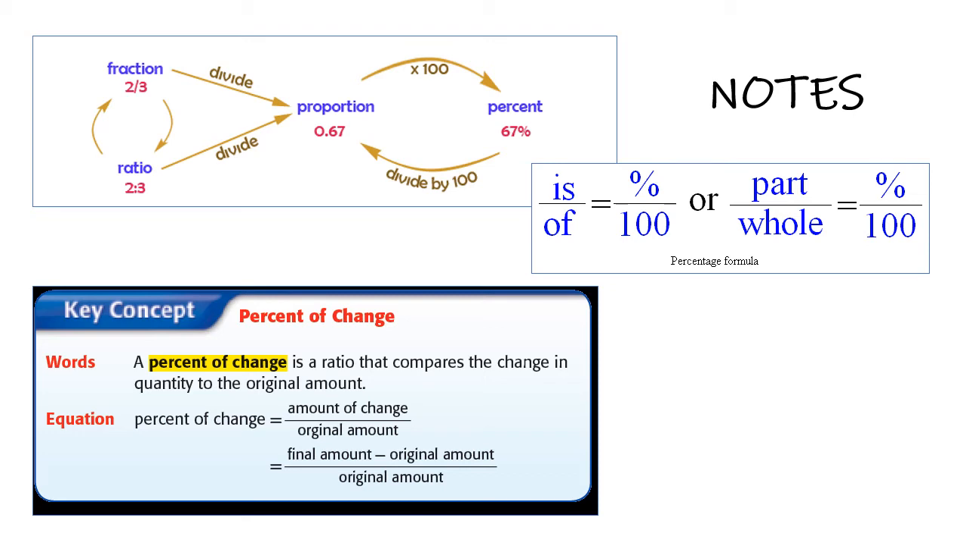And then the other thing I want you to remember is that "is over of" is our default here. If we see "of," we're going to usually put that on the bottom. And the other thing is we're going to usually put the whole on the bottom as well. So these are our setups. Let's go ahead and jump right into some problems.